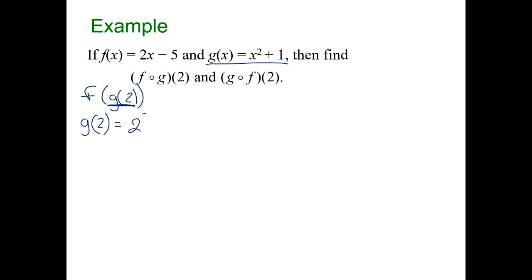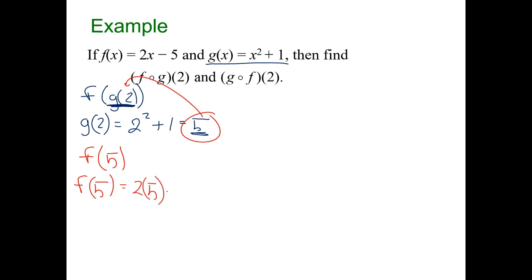So 2 squared plus 1. What is 2 squared plus 1? 5. So g of 2 equals 5. So now that I know that g of 2 equals 5, I can replace it in there and now change it to f of 5. So I evaluated g of 2, got a new solution, and now that becomes my new input into my first function, f of x. So now I need to solve for f of 5.